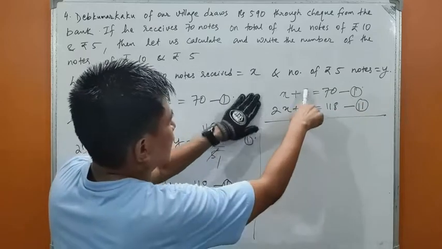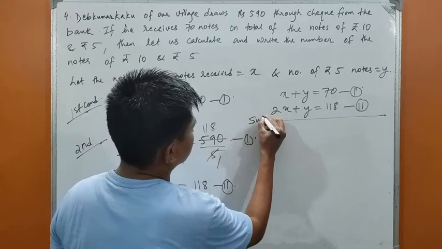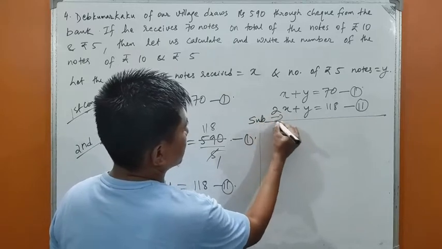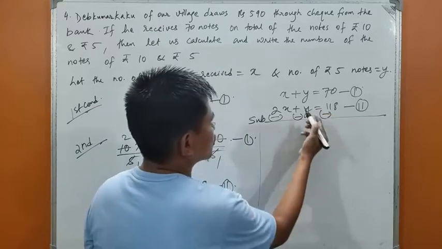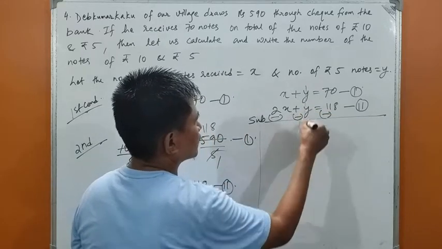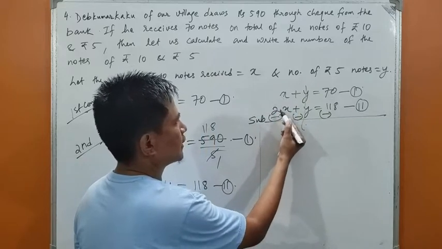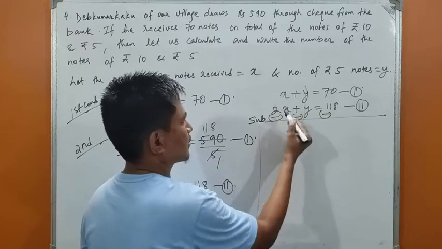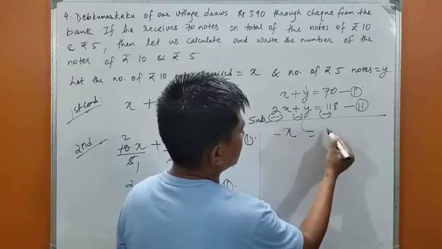So the sign of y is positive in both the equations. So let us subtract equation 2 from equation 1. This becomes minus 2x, this becomes minus, and this becomes minus, isn't it? So plus y and minus y cancel out. Minus 2x and plus x: 2x is negative and x is positive, so 2x minus x is x. The sign of the greater number comes here, minus x.